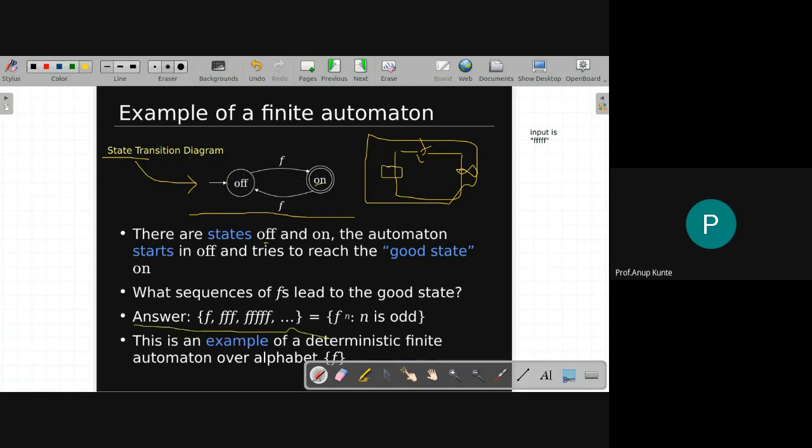This is exactly what is there, and this is why we call it a computation, because we can actually solve this as a computation problem. Now this set, F, triple F, 5F, and so on, is basically referred to as the language of this particular computation, because it's a set of all valid strings.